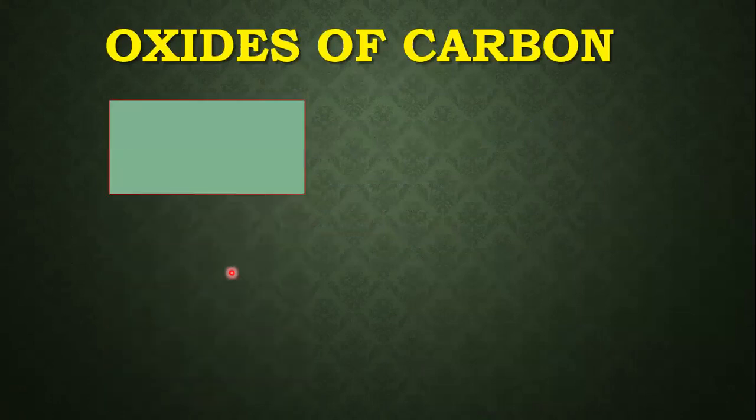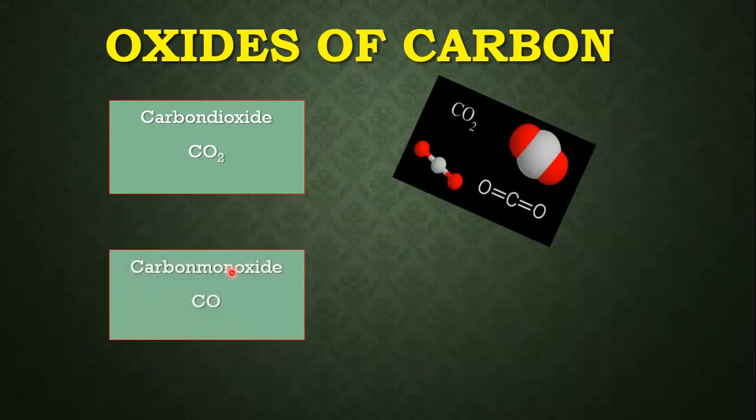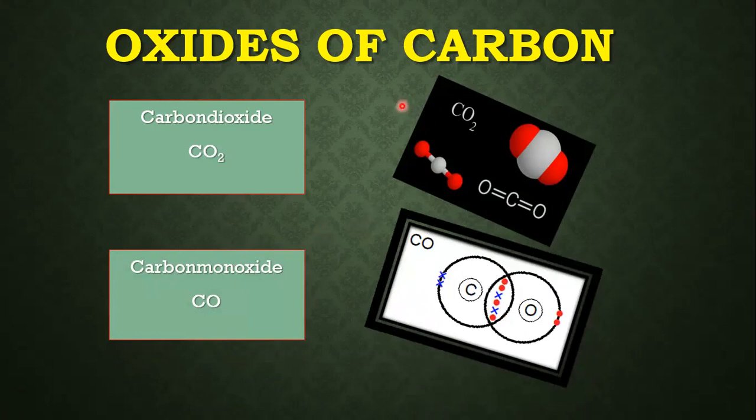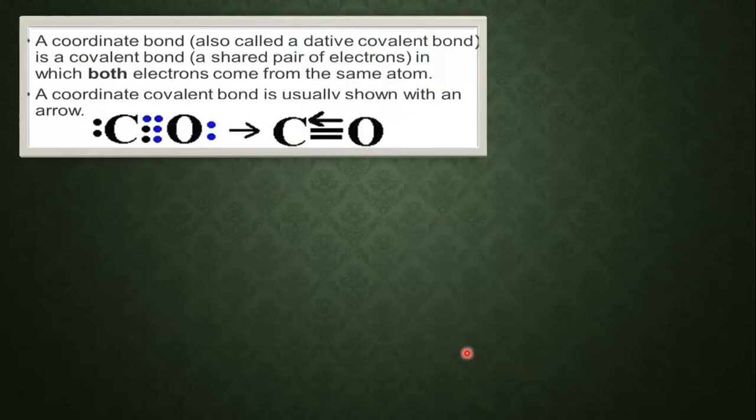First are the oxides of carbon. Carbon shows two types of oxides, carbon dioxide and carbon monoxide. Here you can see that in carbon dioxide, carbon is making two double covalent bonds with two oxygen atoms. Carbon is sharing its four valence electrons with two oxygen atoms. In carbon monoxide, carbon has 4 electrons and oxygen has 6 electrons in its valence shell. Carbon monoxide has a coordinate covalent bond in its structure.